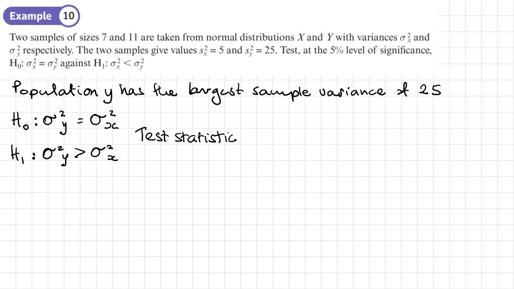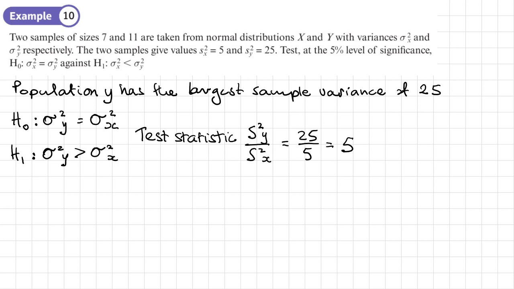Now I'm going to work out my test statistic, which is going to be the sample variance of population Y divided by population X. That's 25 over 5. So 5 is the value I'm going to look to see whether it's in the critical region. I want my degrees of freedom, remembering that my first degree of freedom is the first one that I write down here, the one with the largest sample variance.